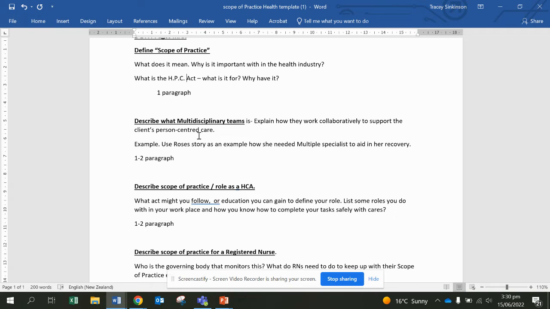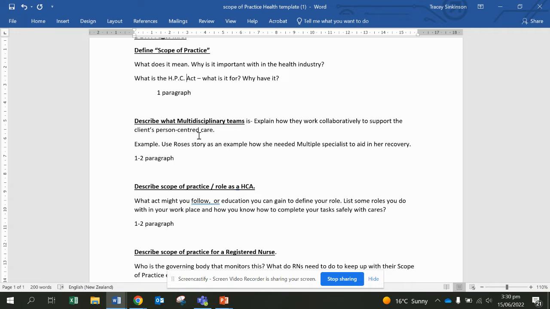So what I want you to do is get some research. What does multidisciplinary teams mean? That's just a sentence or so. And then put a good story in about how, why and when they work together, keep within their scope of practice, and how they actually support the client. So a little bit of information about that, about a paragraph.